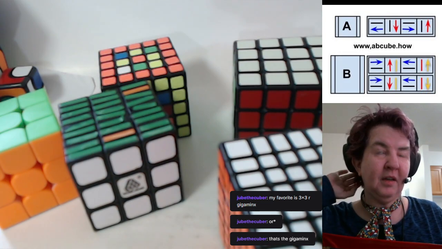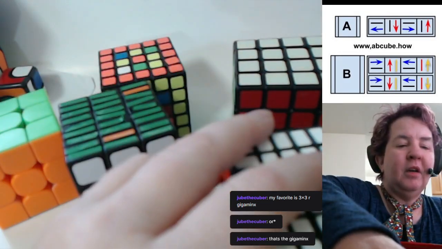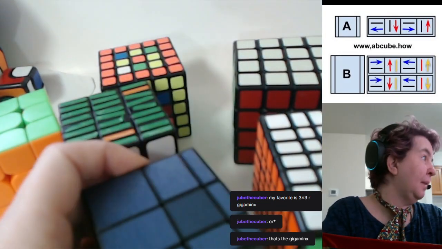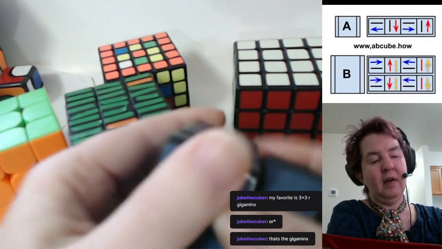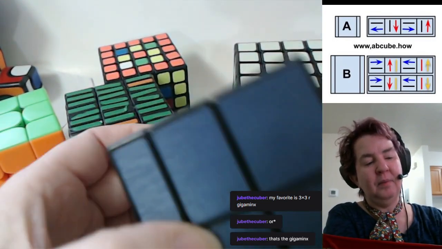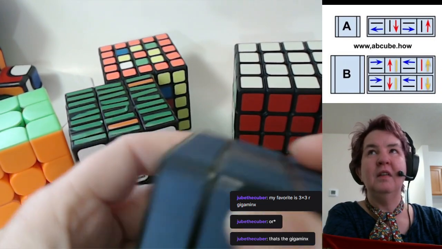I do love the mirror cubes. I love the mirror cubes. My favorite mirror cube is my GAN. This is not my GAN. It's in my backpack over there. But what I like about my GAN is the mirrors.